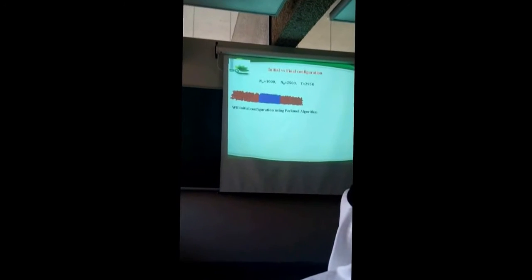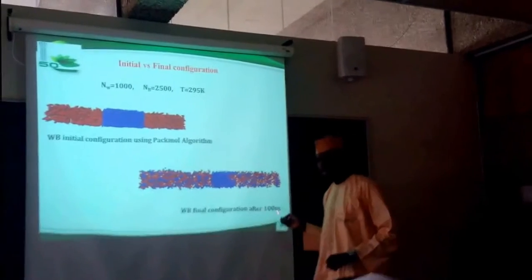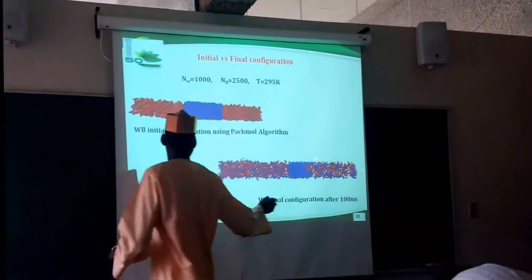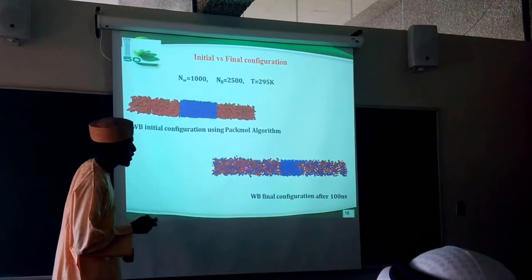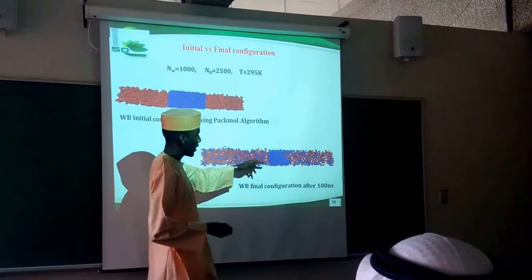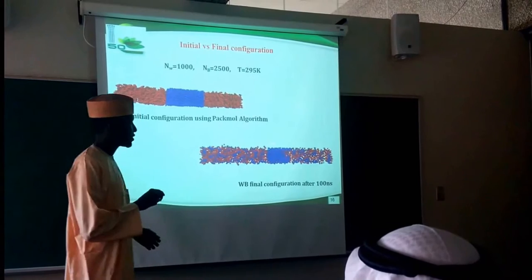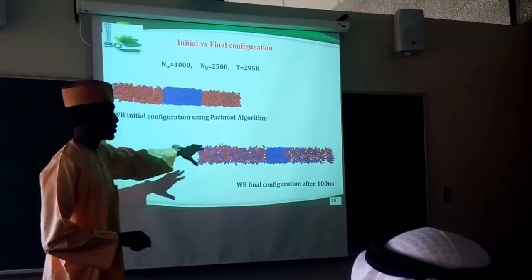Now, after making this initial configuration, using the Packmol algorithm, as we've seen earlier, we run the simulation for 100 nanoseconds, which can take almost 2 weeks to finish. This is the final configuration. You can see the water has now penetrated into the butanol layer, and the butanol has, to some extent, penetrated into the water-rich layer. We then use this to find the density profile, and using the density profile, we calculate the solubility.